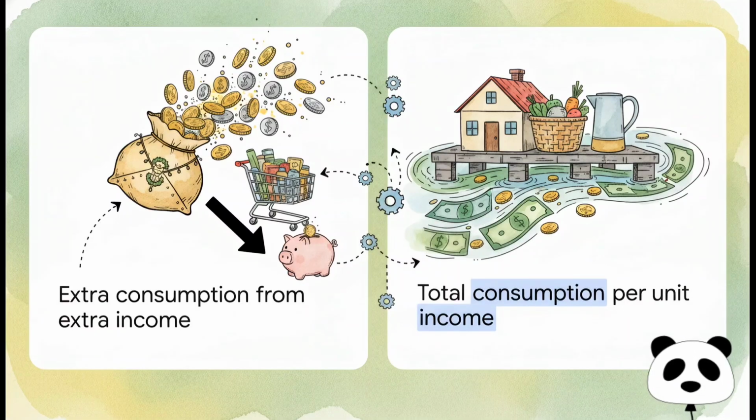Then comparing that, we have APC, average propensity to consume, which is simply your total consumption per unit of total income. Now, generally, your APC stays higher than your MPC. Why is that? Well, it goes right back to that autonomous consumption we just talked about. Your total consumption is constantly being pulled up by the bare minimum spending you absolutely need to survive.